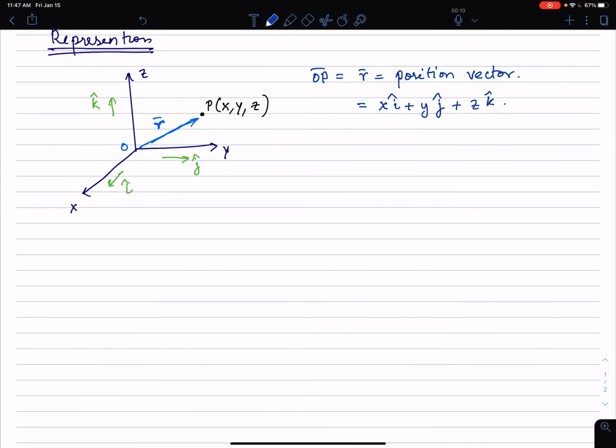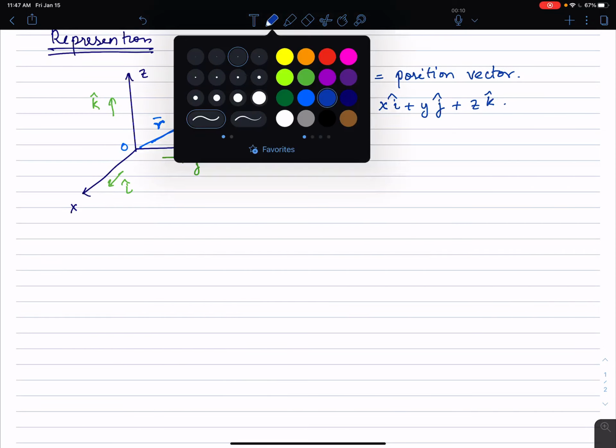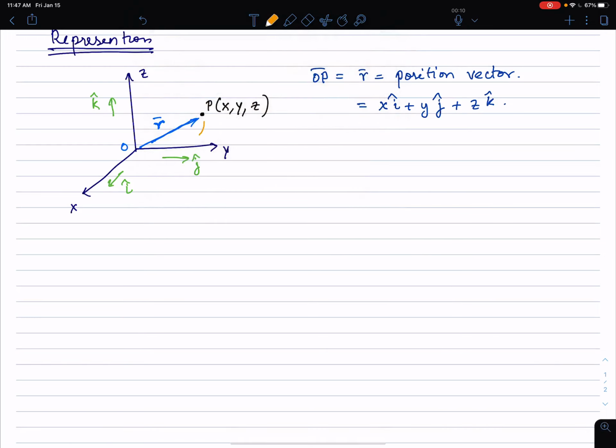So that vector defines essentially the position of this point as it potentially moves around in 3D space. So you can imagine this point moving around in 3D. And as it moves around, we track how x changes as a function of time, how y changes as a function of time, how z changes as a function of time, and that describes the movement of this particle. Okay.